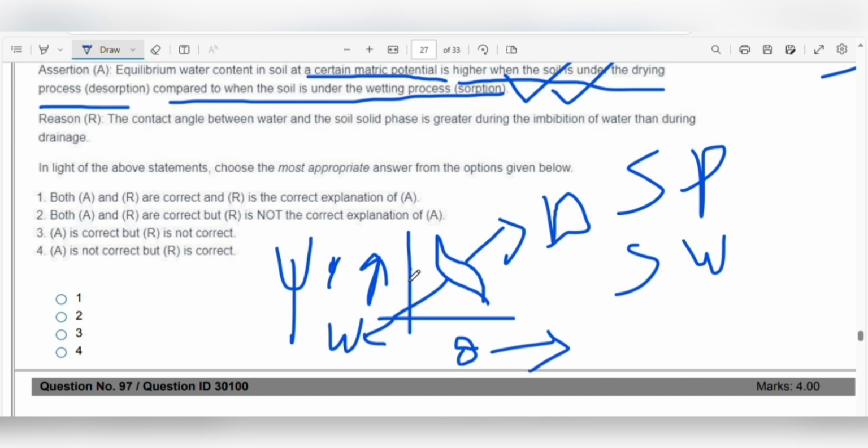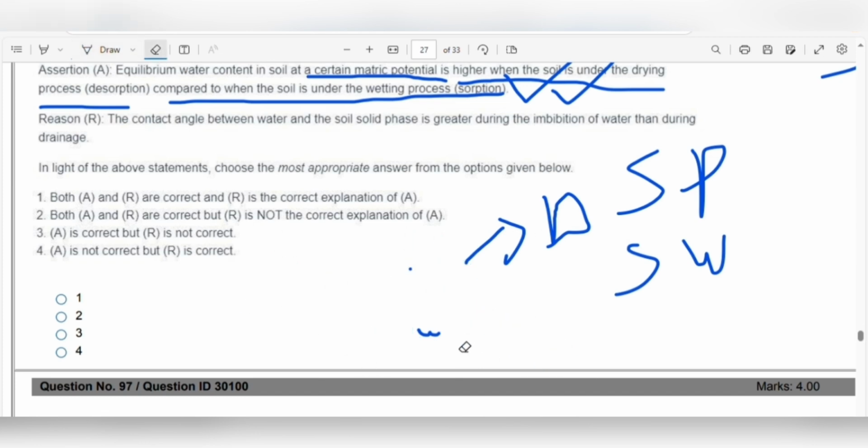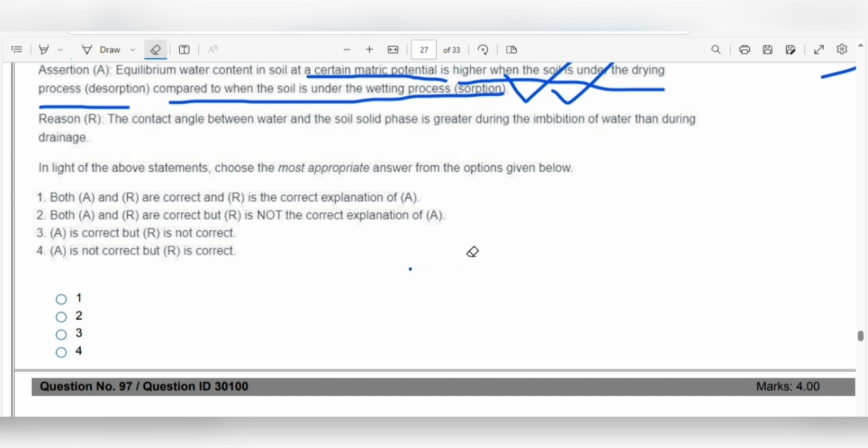All right. So let us take a particular metric suction. Say we choose this point and we draw a straight line. You can see at this particular metric suction, the volumetric water content in the wetting curve is lesser than the volumetric water content in the drying curve. This much water content is more in case of the drying curve than in the wetting curve. So this statement is absolutely correct. No, this statement is not the definition of hysteresis. This statement is correct because of the process of hysteresis. All right. Now let's see the reason for it.